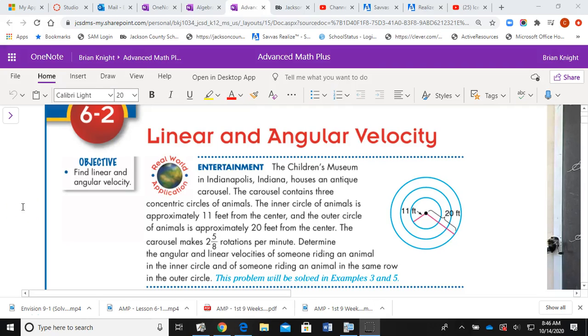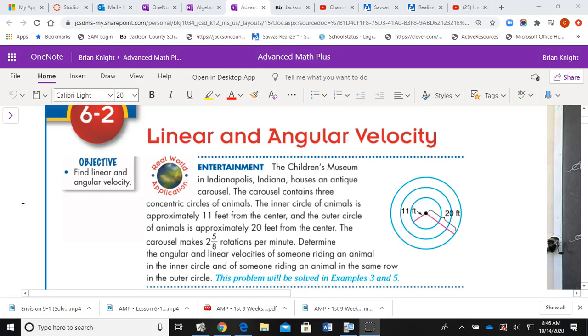Today we're learning linear and angular velocity. What's velocity? What's the speed? Okay, so linear speed is how fast you're going in a straight line. And what is angular speed? How fast you're going at an angle. That's how fast the angle is changing, actually. Okay, so two different types of speed, and we're going to learn about them.